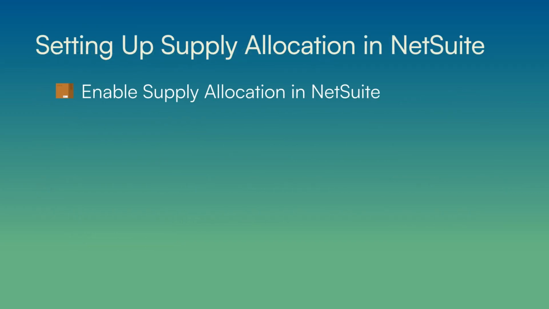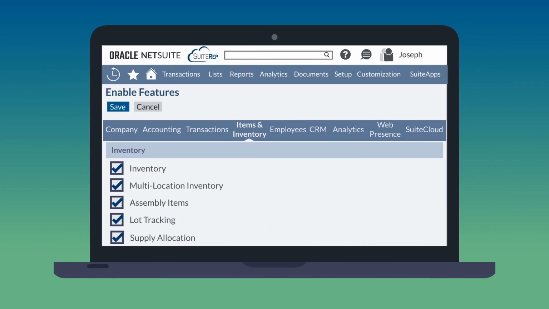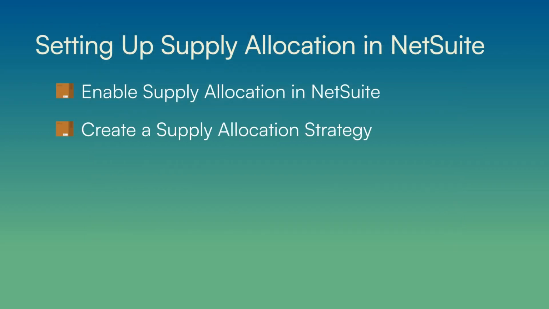To use this feature, navigate to the Items and Inventory tab of Enable Features and turn on the Supply Allocation feature. This adds allocation functionality across your inventory-related transactions. You'll need to create a supply allocation strategy. You can create as many of these as your processes require. Supply allocation strategies are assigned on sales order lines to communicate with the system how that sales order should be fulfilled.